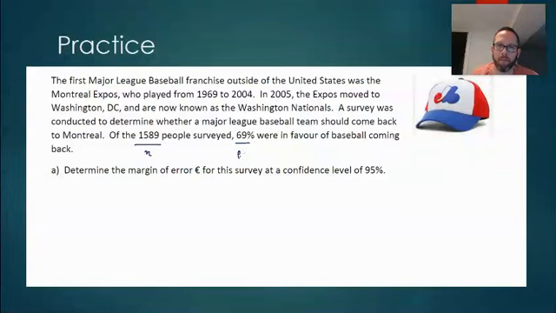So this is your P, right? This one's been given to you. P is 0.69. Looks like my word processor made that funny. That should just be E. Can you determine the margin of error for this survey at a confidence level of 95%? So give that a try. You can pause and unpause when you are ready.